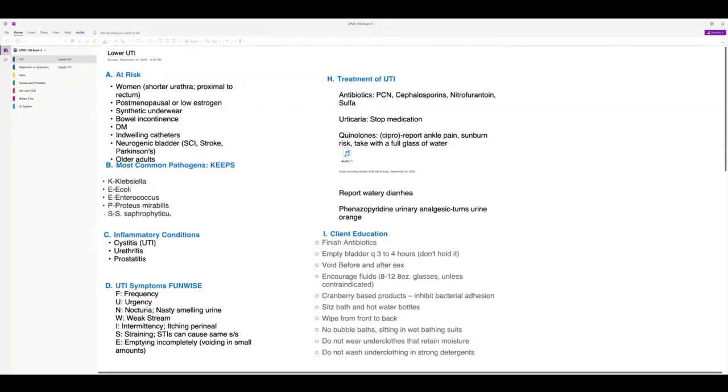Now, with your client education, everybody needs to finish their antibiotics, not just when they start to feel better. Everybody needs to empty their bladder every 3 to 4 hours. Everybody needs to void before and after sex. Everybody needs to drink a lot of water. You can tell the client to get some cranberry-based products to inhibit bacterial adhesion. Sitz baths are okay. Hot water bottles are okay. This is the big one: wipe from front to back, not the other way around. And don't wear underclothes that retain moisture.